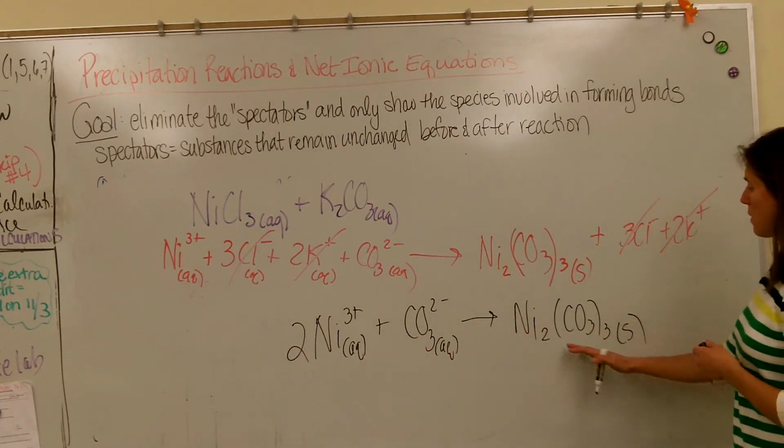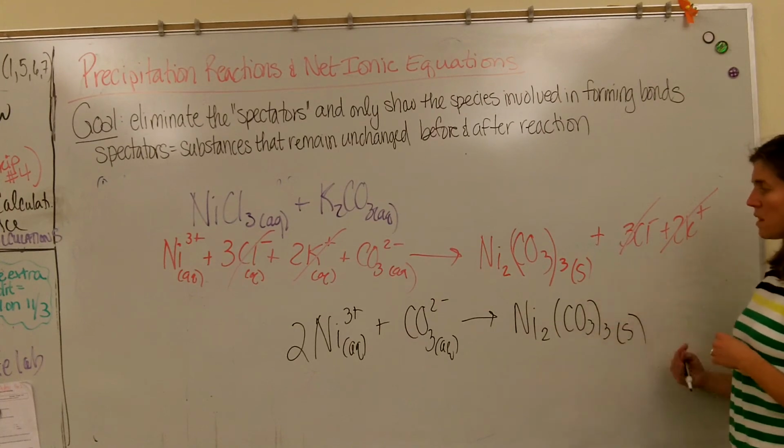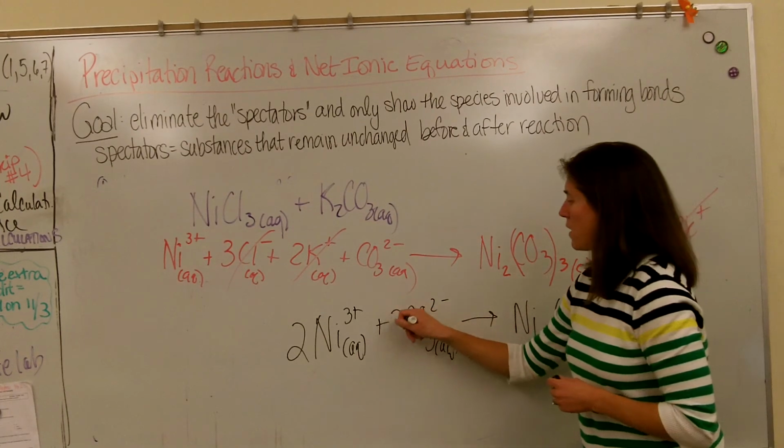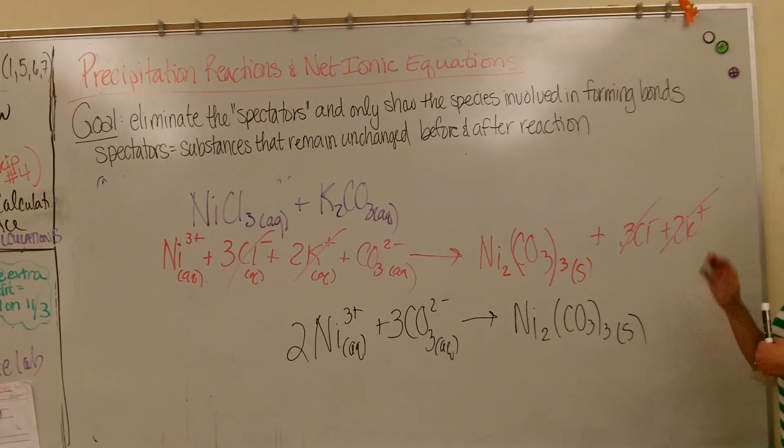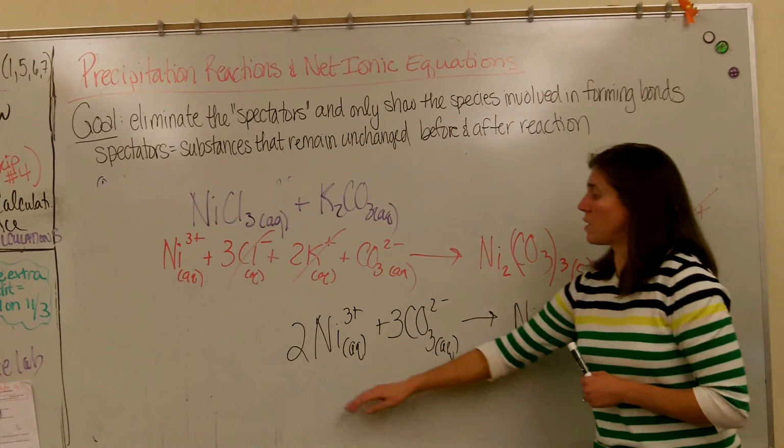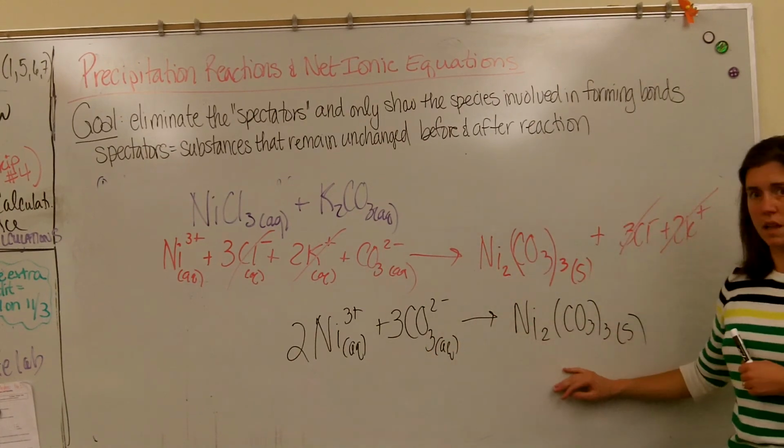Okay. Same thing with my carbonate. I have 3 carbonates on the right. That means I must have had 3 carbonates over here on the left. So with your net ionic equations with precipitation reactions, they also look very similar. So cation plus anion gives you solid.